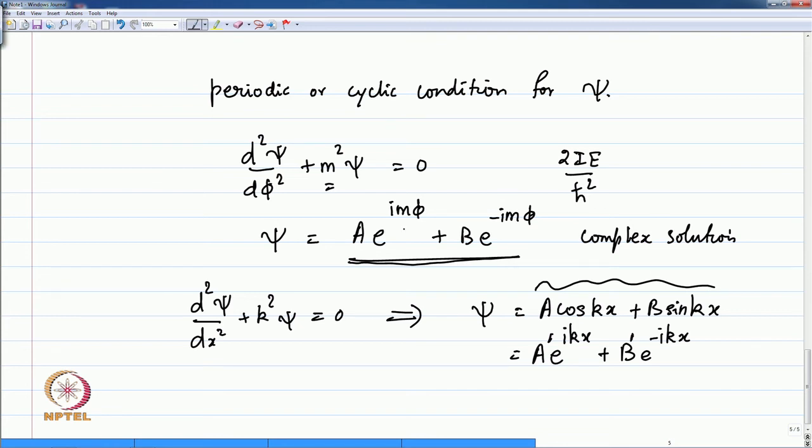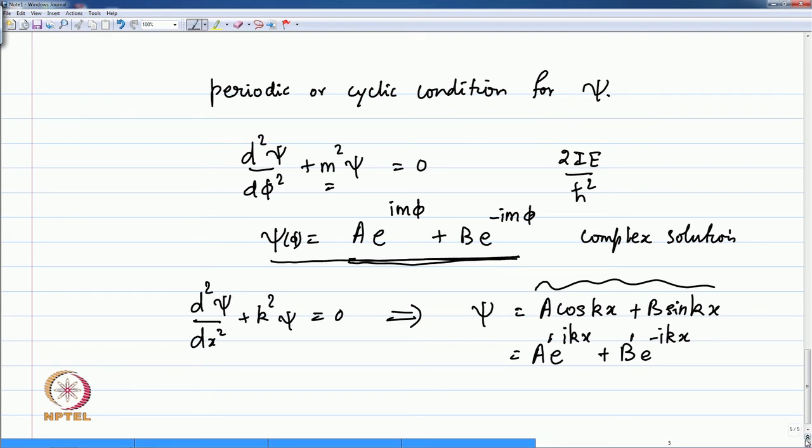Here in the circular motion, the psi of phi, if we use this as a general solution, the exponential Im phi and the exponential minus Im phi, it's more convenient to describe the angular momentum of the particle. Therefore, this is the solution that we employ, and then we try and see what this means, okay, as compared to the particle in a one-dimensional box.